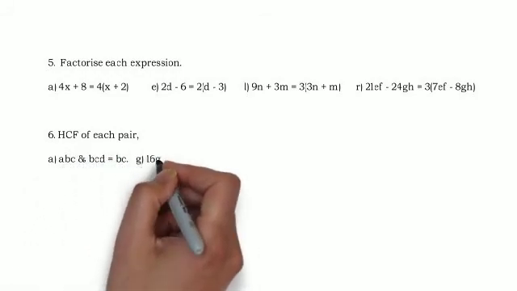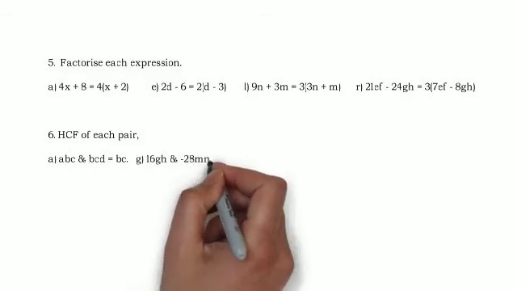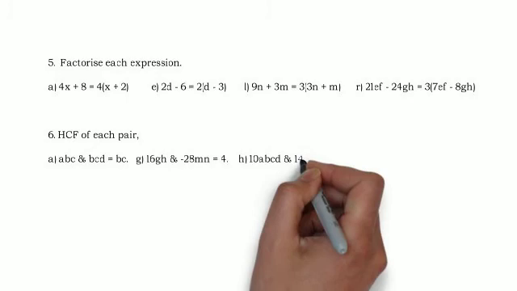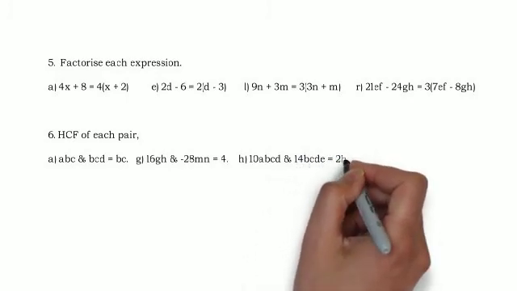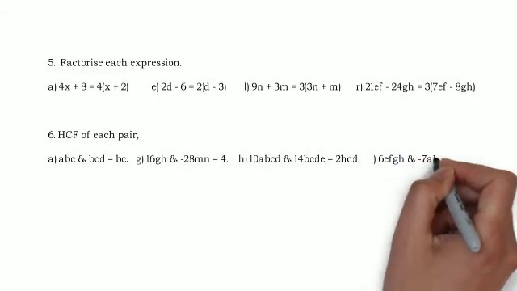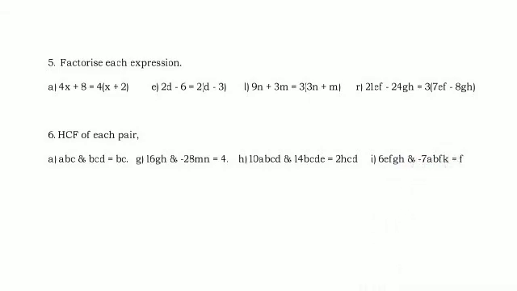Now in question 6, we find the highest common factor. Part A, it's bc. In part G, it's 4. Part H, we find that it's 2hcd. Then in part I, the only common factor is f.